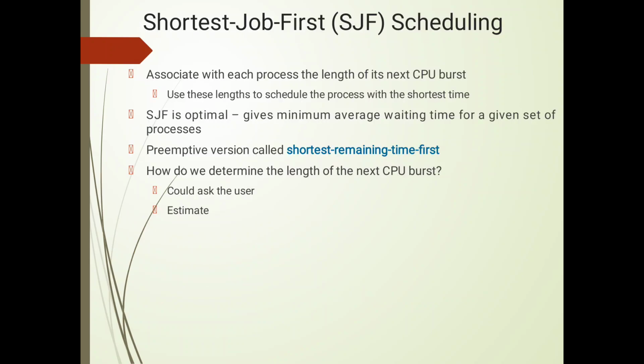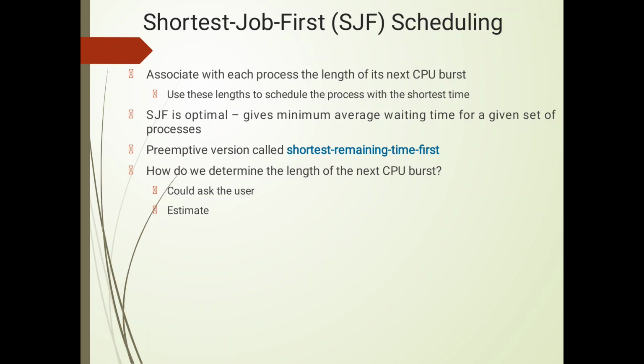The next scheduling algorithm is shortest-job-first scheduling. Associate with each process the length of its next CPU burst. Use this length to schedule the process with the shortest time. SJF is optimal: it gives the minimum average waiting time for a given set of processes. The preemptive version is called shortest-remaining-time-first. How do we determine the length of the next CPU burst? We could ask the user and estimate.